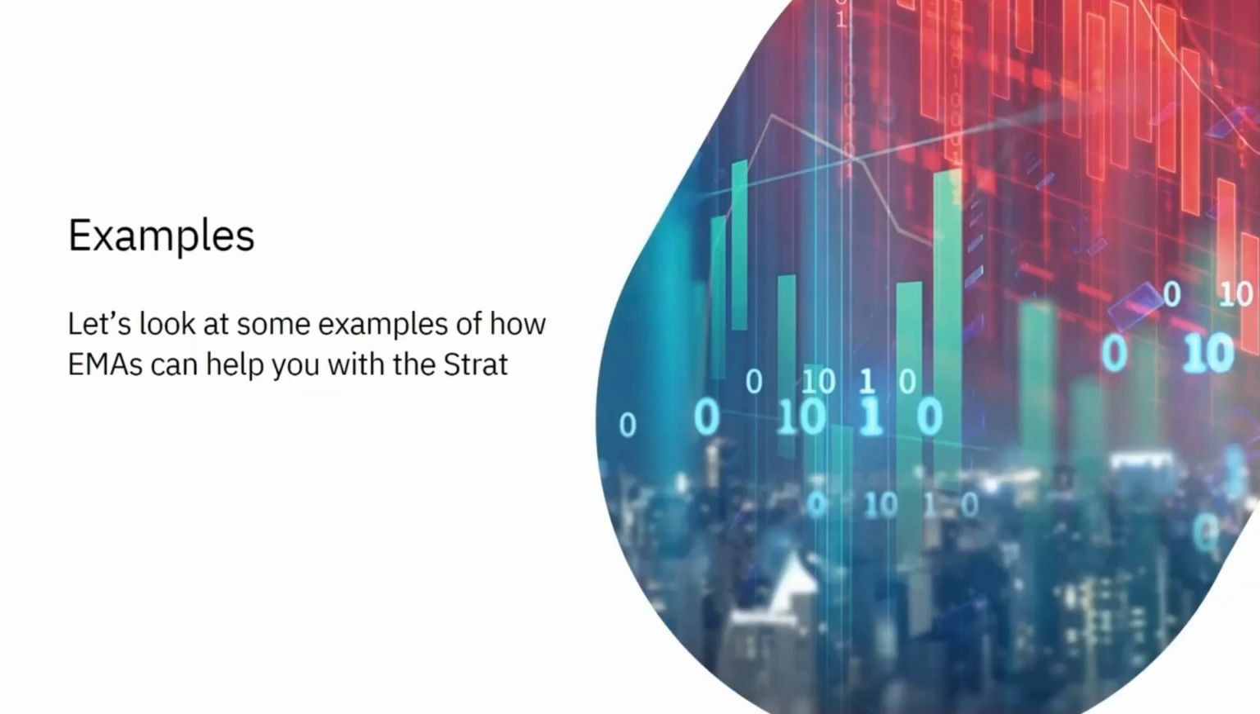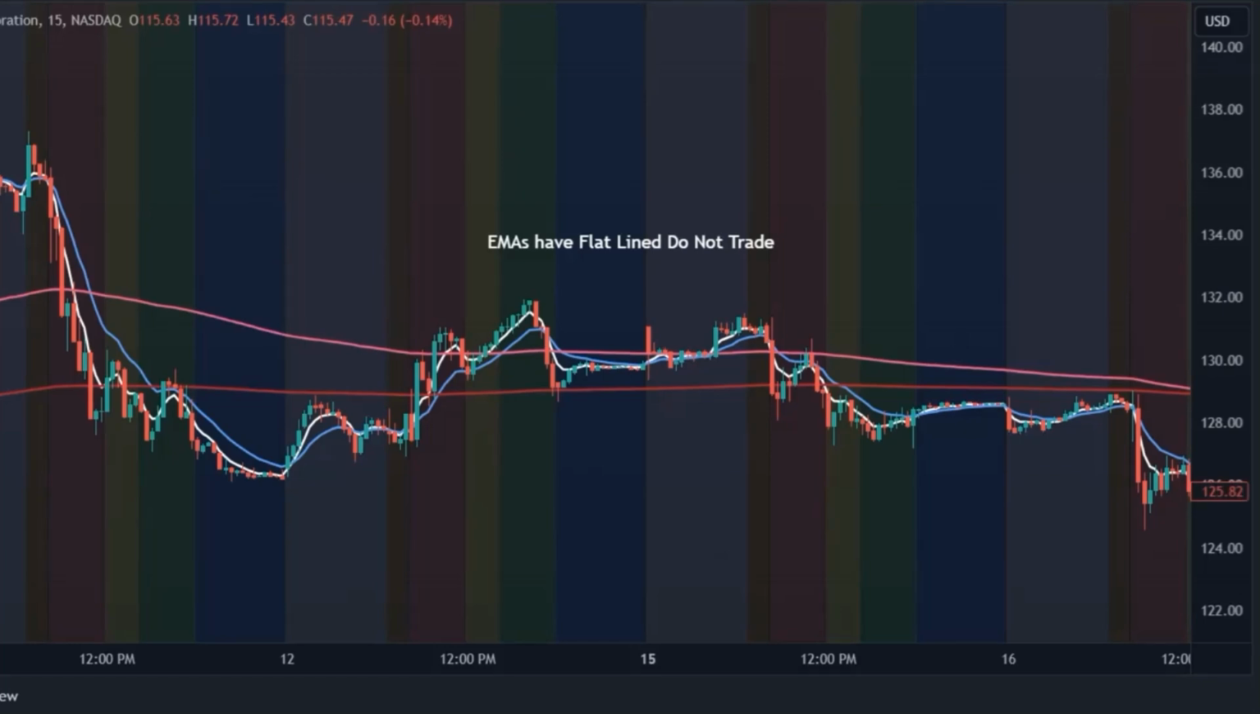Examples. Let's take a look at some examples of how EMAs can help you with the Strat. In this example, you see how the EMAs have flatlined. This means do not trade. This is Nvidia, and during these days of the week, we can see that price has consolidated. The 200 EMA, which is this magenta line, and the 500 EMA, which is this red line, have flatlined.